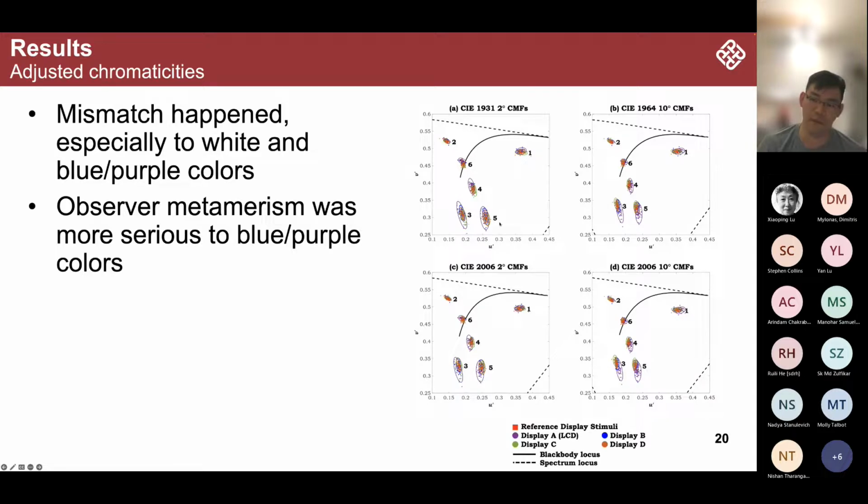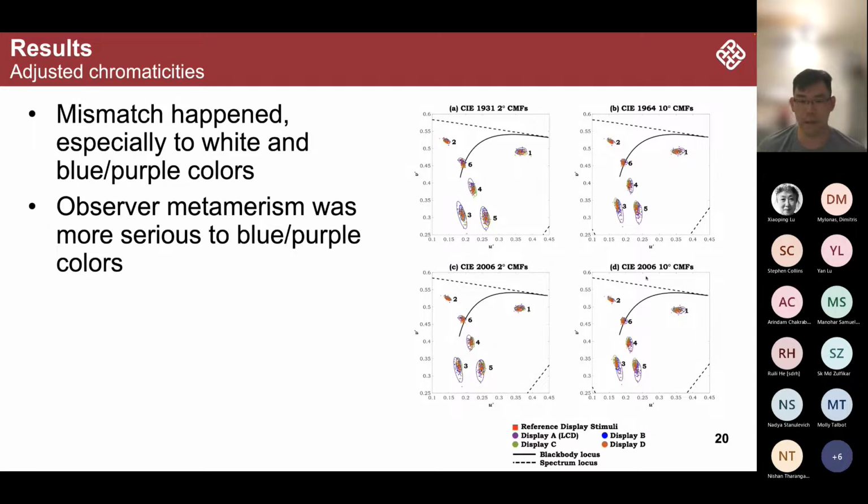And then 3 and 5 are kind of the blue and the purple. You can see that the size of the circle is much larger in comparison to 6. Also, the centers of these different circles have a very obvious shift for the blue and also for the purple colors. Which means that for the blue colors, we will have more serious problems if we calibrate the display using these standard CIE color matching functions.